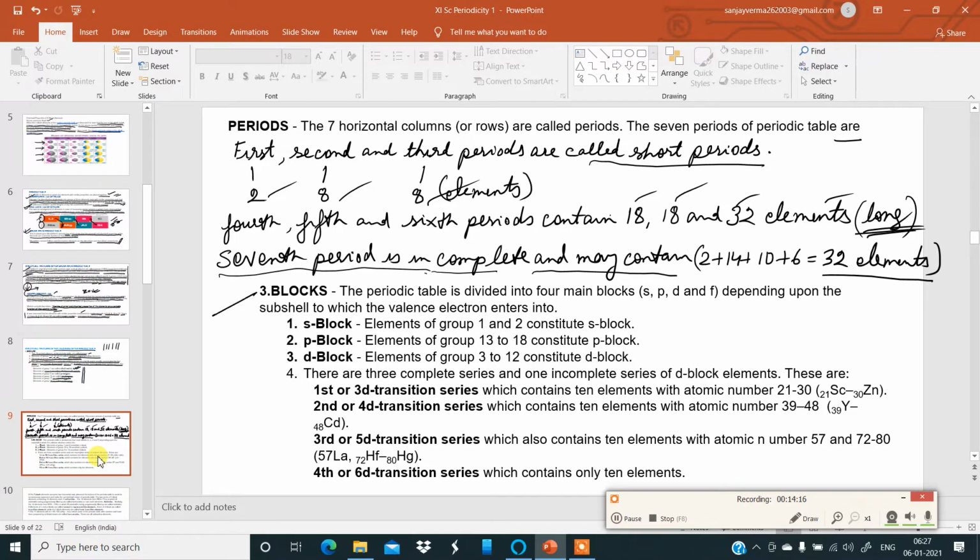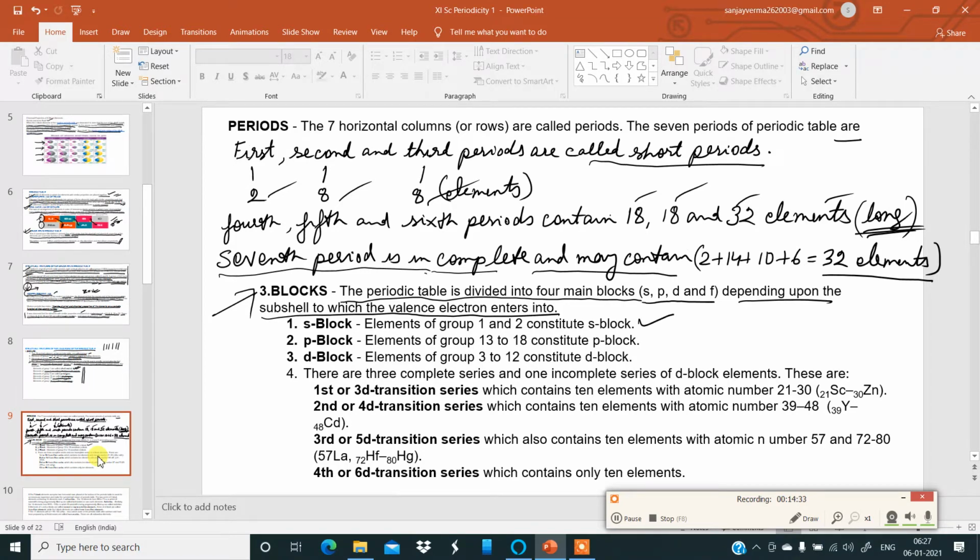Now, my dear students, coming to the blocks. The periodic table is divided into 4 main blocks, that is s block, p block, d block and f block, depending upon the subshell to which the valence electron enters.